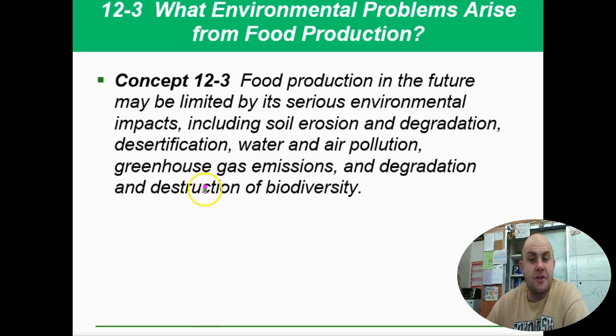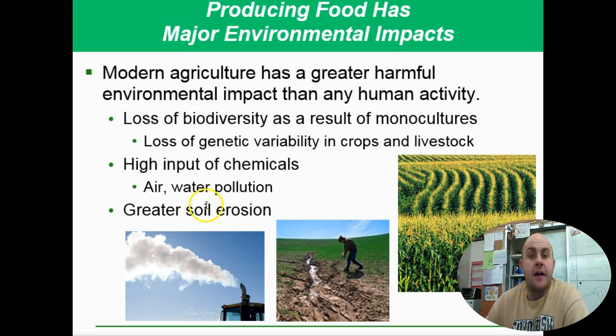All right, let's talk about section 3 now out of chapter 12. So we talked about food production. What are some environmental problems with that? Well, first of all, modern farming. We talked about it earlier and how it's really increased the amount of food production in the world, but it is the greatest environmental impact human activity on the planet. It has the greatest impact on the environment of anything that we do.